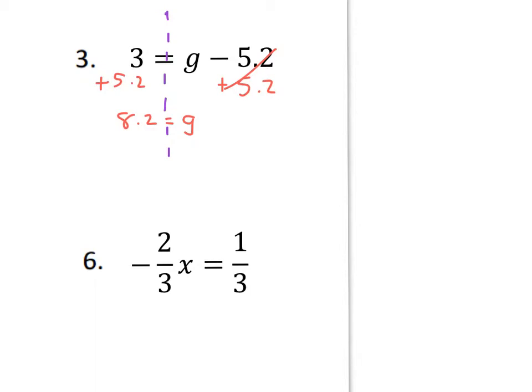Now 8.2 equals g. Does that say anything different to g equals 8.2? No, it does not. Okay, this is known as the symmetric property of equations. It says that if you say x equals 8.2 or 8.2 equals x, they say the same thing. So here is my answer.